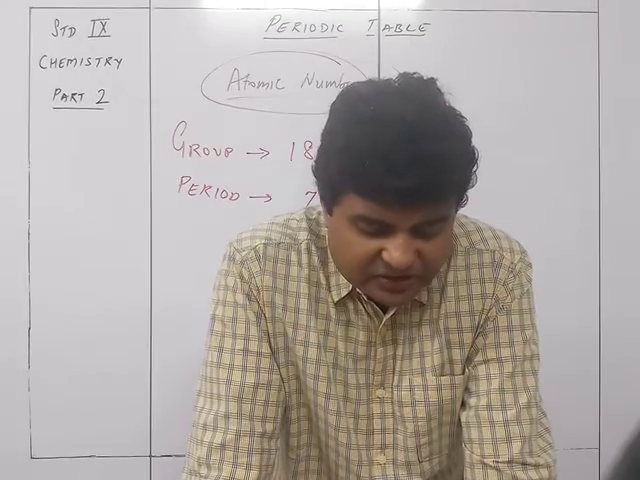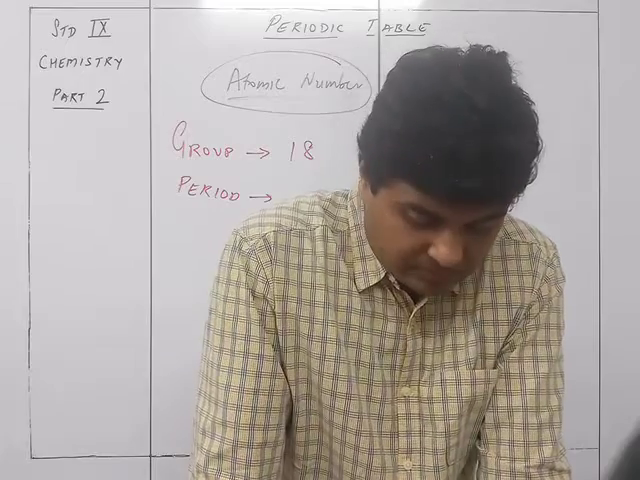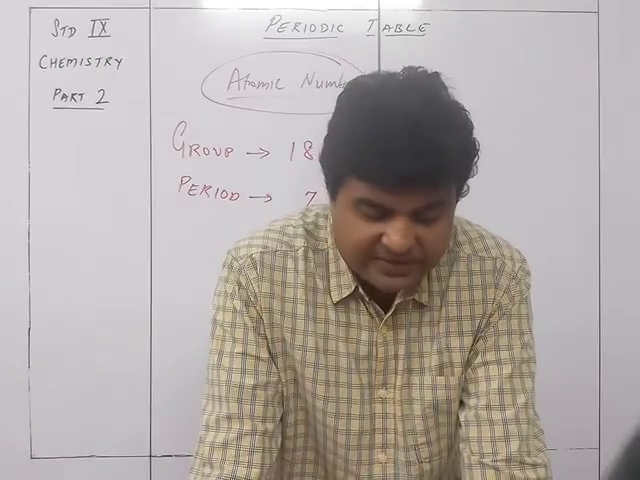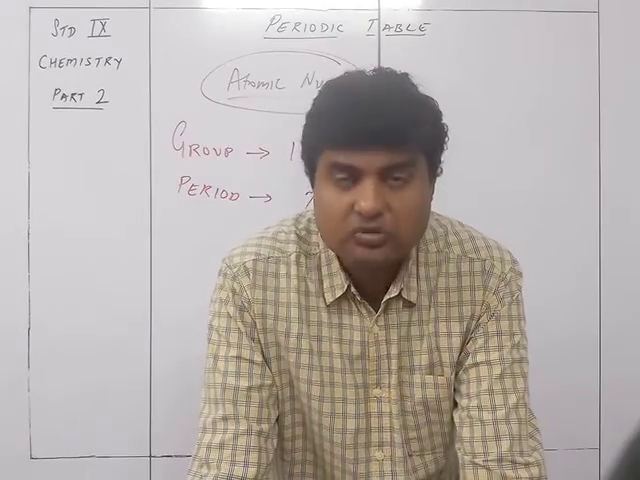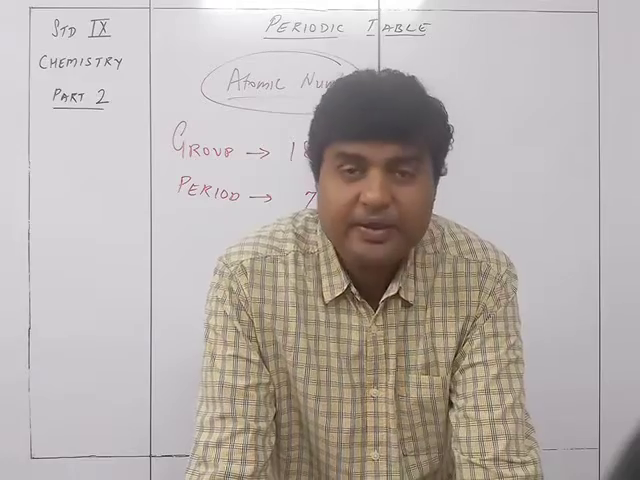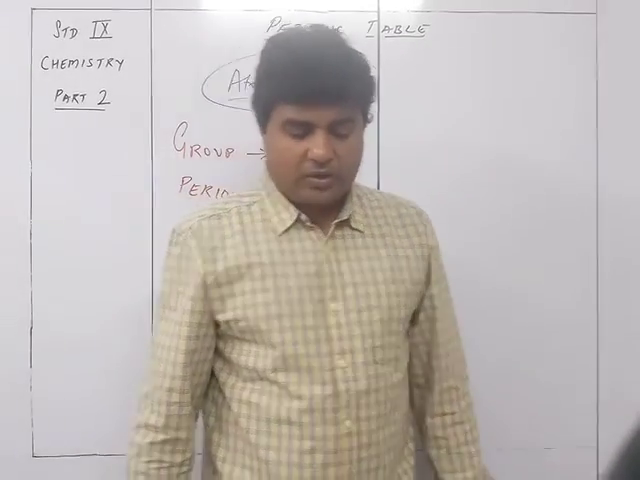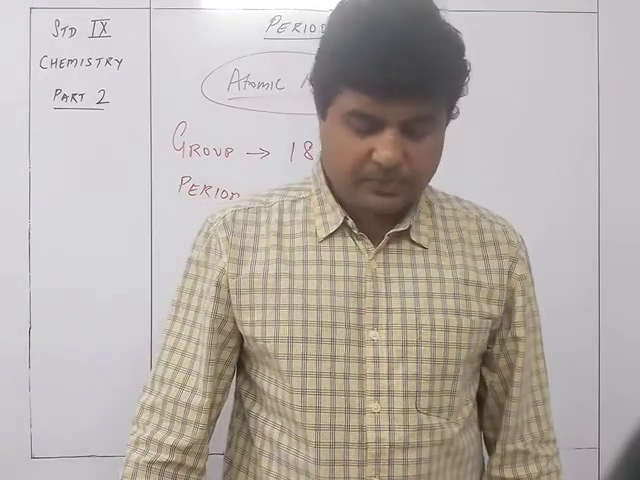Some salient features of the modern periodic table are: first one, arrangement. It arranges elements in increasing order of atomic numbers in 7 horizontal rows called periods and 18 vertical columns called groups. Then what are periods? Each period begins with an element having one electron in the outermost shell and ends with a completely filled outermost shell element.